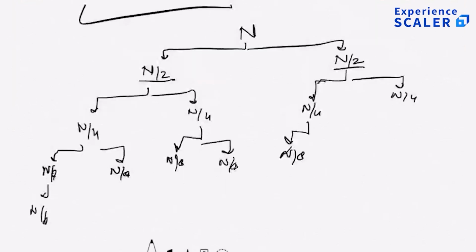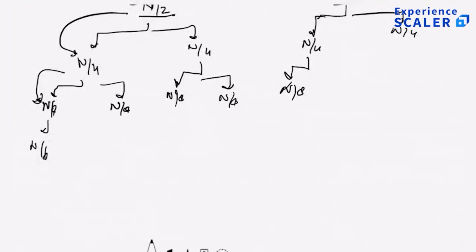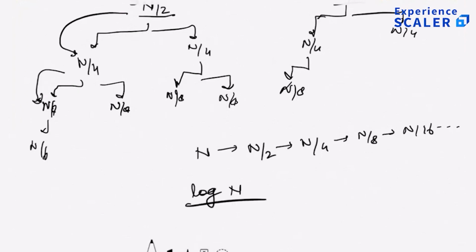How many levels will you have here? I mean, we go from n to n by 2, n by 2 to n by 4, n by 4 to n by 8, n by 8 to n by 16. How many levels? Log n levels, right? So in every level, n is becoming half of what it was, as we have seen the same pattern in binary search, etc. If n is becoming half of what it was, it takes you log n steps to finally come to 1.